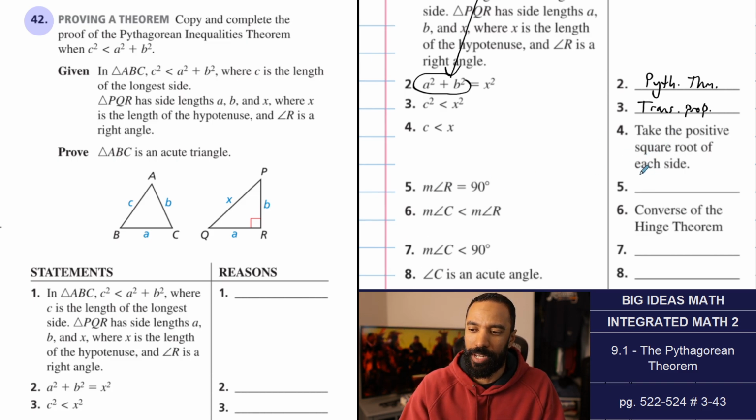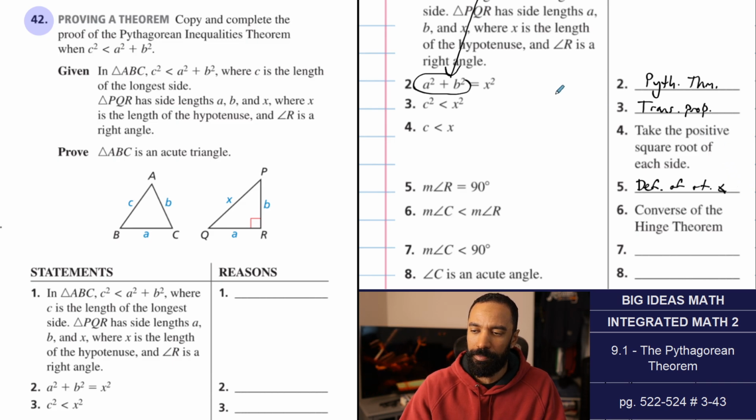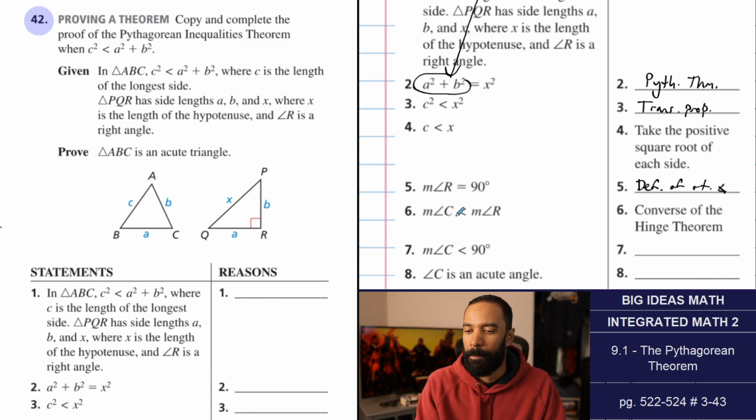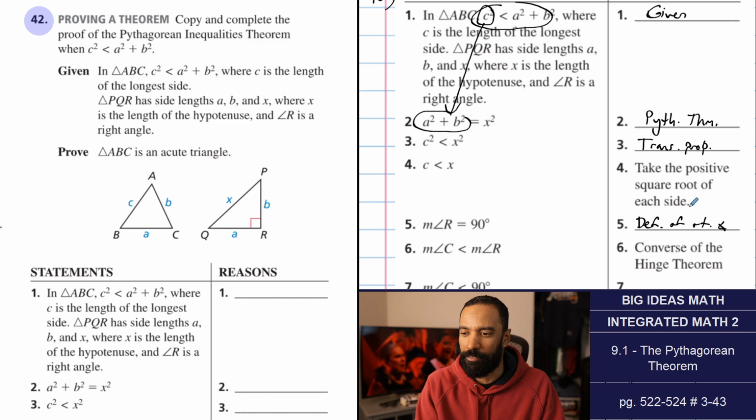Measure of angle r equals 90. That's the definition of a right angle. They already said angle r is a right angle, so definition of right angle. Measure of angle c is less than measure of angle r, converse of the hinge theorem.